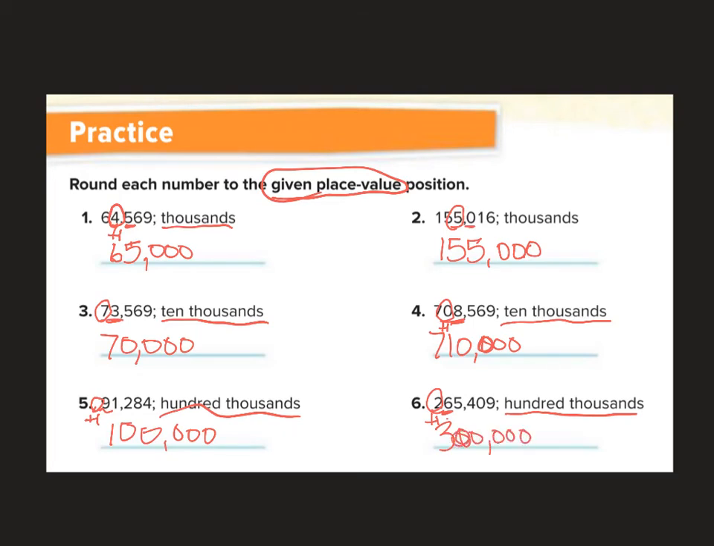300,000. I don't know why I always get a 0 that looks like a 6. All right, let's keep going.